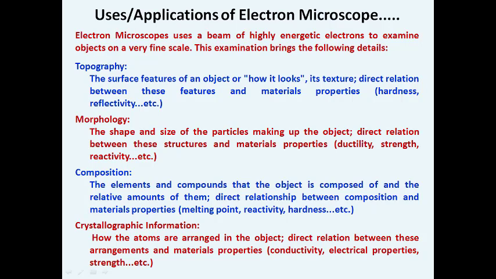If you want to know the important applications or uses of the electron microscope: it uses a beam of highly energetic electrons to examine objects at a very fine scale. This examination reveals four types of analysis. The first one is topography, which tells how the surface looks. The next one is morphology, where we can analyze the shape and size of the particles making up objects. This is the second option.